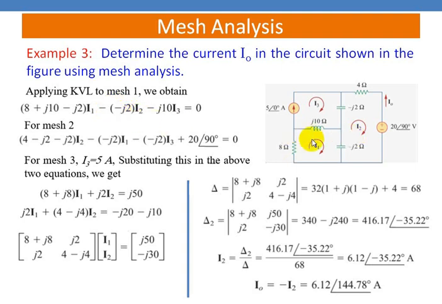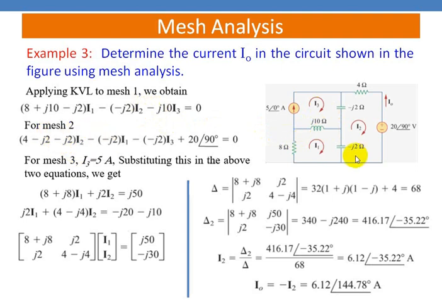Then coming to the I3, you see which is the element common between first mesh and third mesh, that is J10. So now you have to write here J10 into I3, but before that you have to write the sign. Since these two currents are in opposite direction, you have to write here minus.